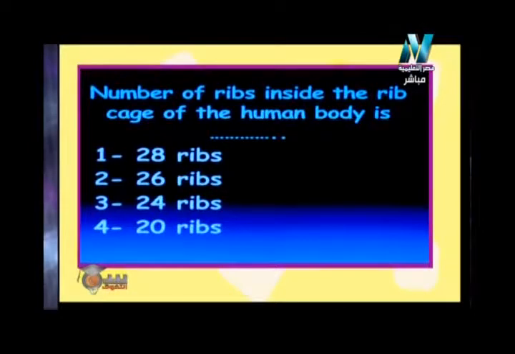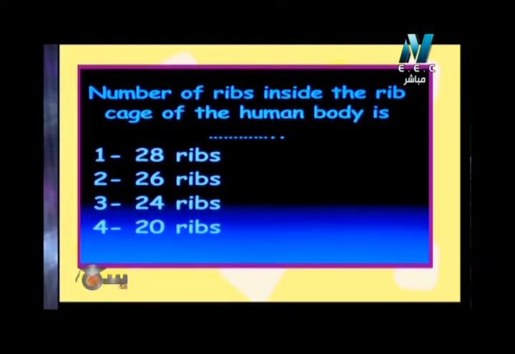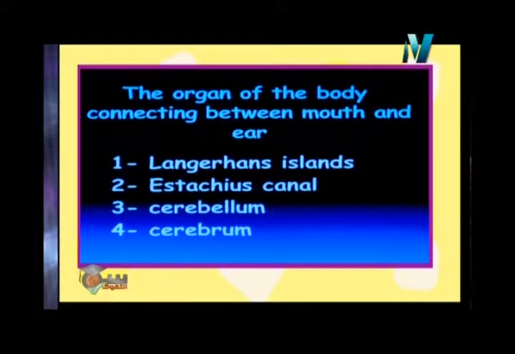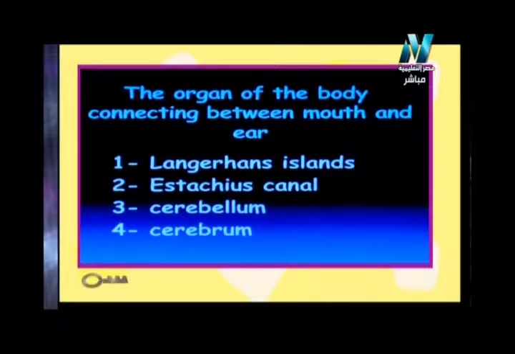So again, the first team has 3 points now because they answered the question correctly. They said that the number of ribs inside the rib cage of the human body is 24 ribs. Excellent, the first team. That's the turn of the second team. Okay, second team, you are ready?